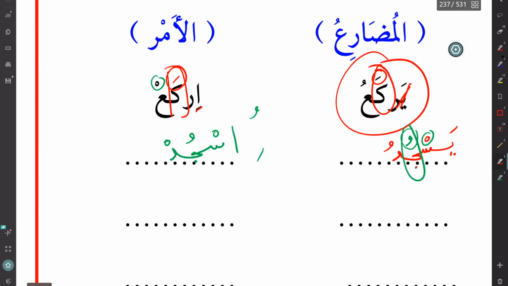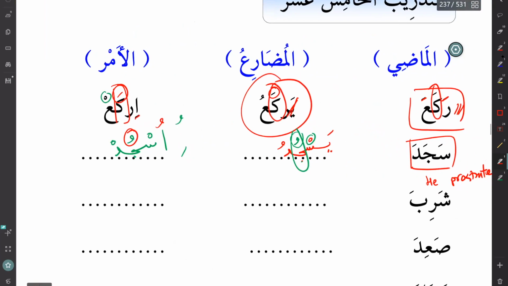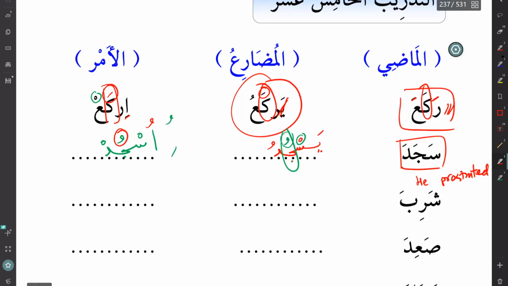So if you're recalling what I said, if the middle letter has dhamma, then we have to put dhamma. Okay. So we say usjud. So now we have sajada, yasjudu, usjud.